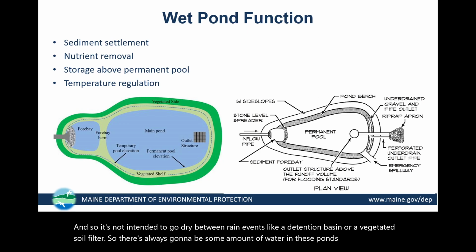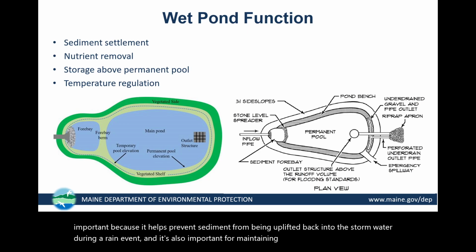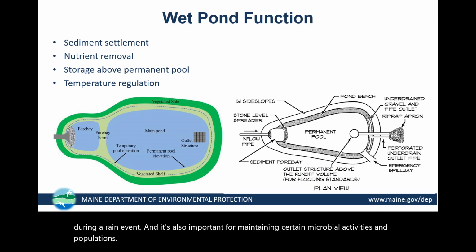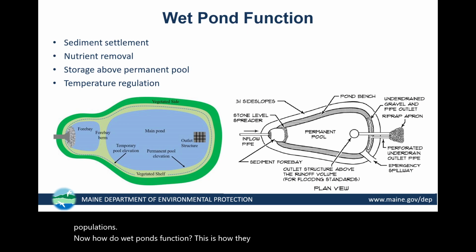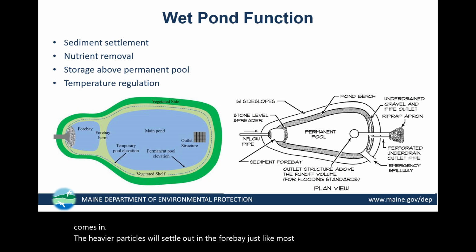Now that's important because it helps prevent sediment from being uplifted back into the stormwater during a rain event, and it's also important for maintaining certain microbial activities and populations. Now, how do wet ponds function? Well, this is how they work. The primary water quality treatment mechanism for wet ponds is settlement. So as water comes in, the heavier particles will settle out in the forebay, just like most pre-treatment measures.